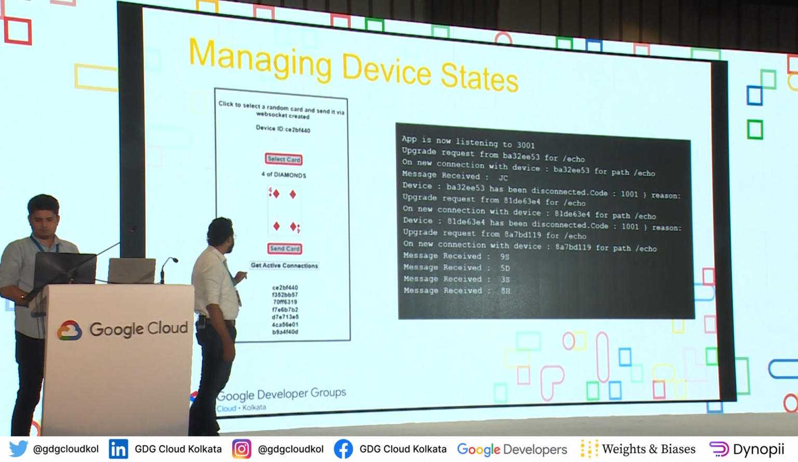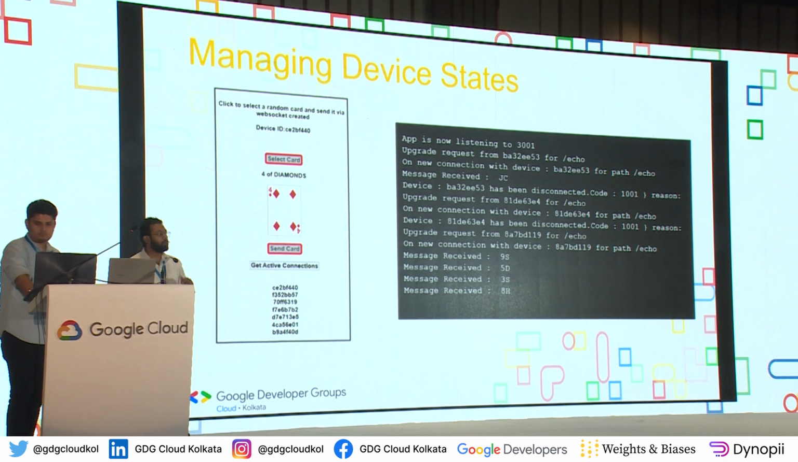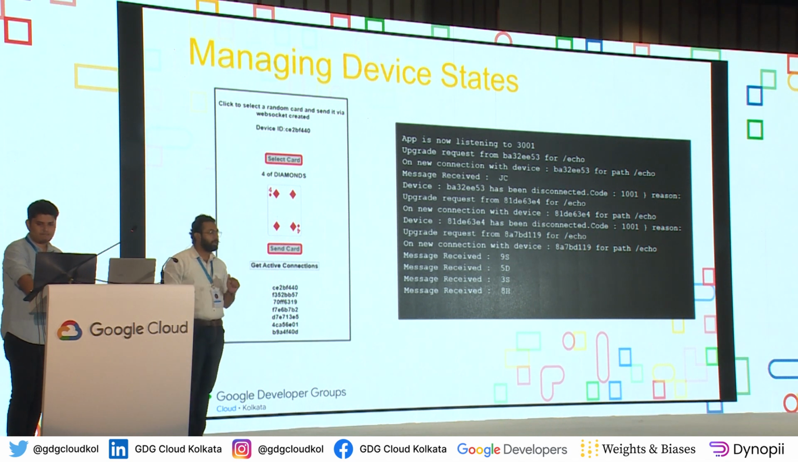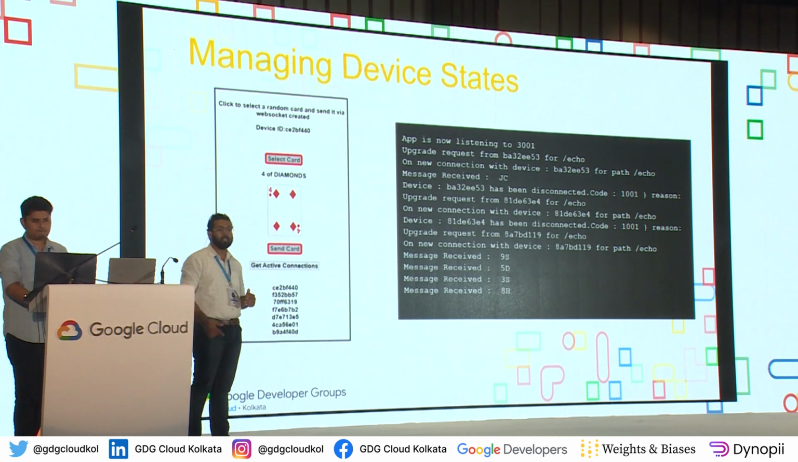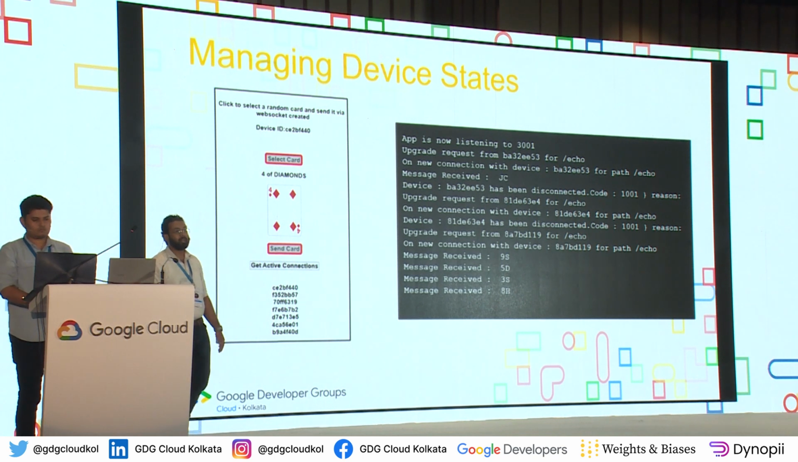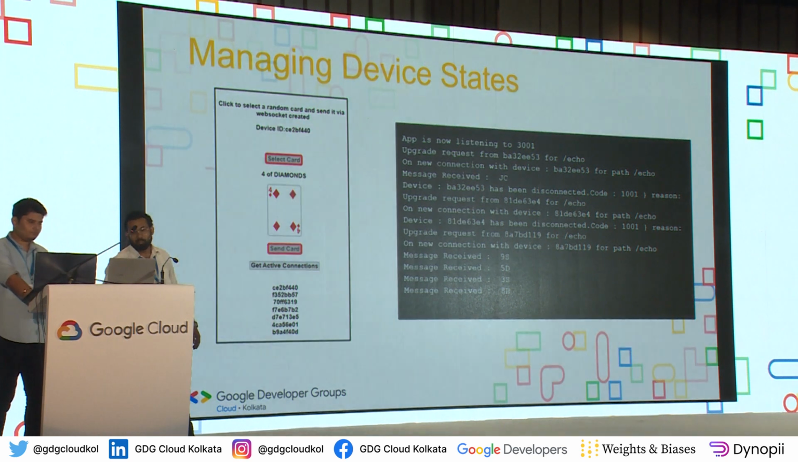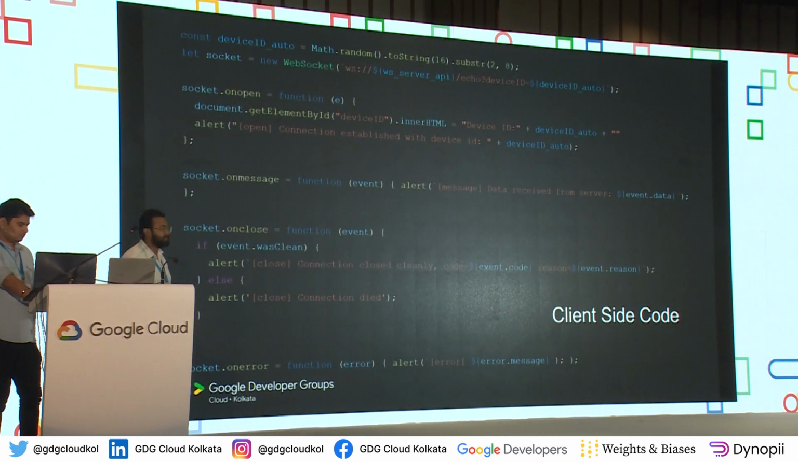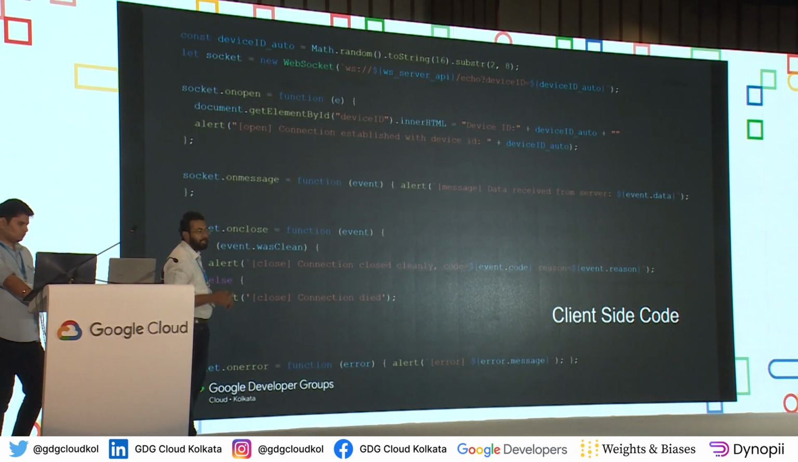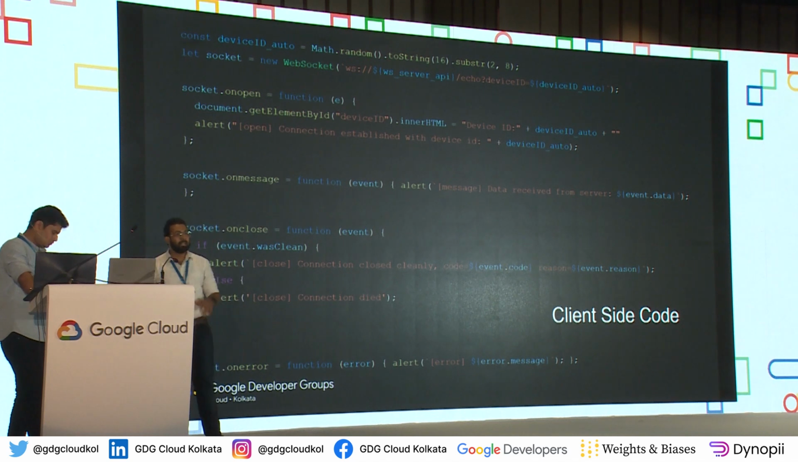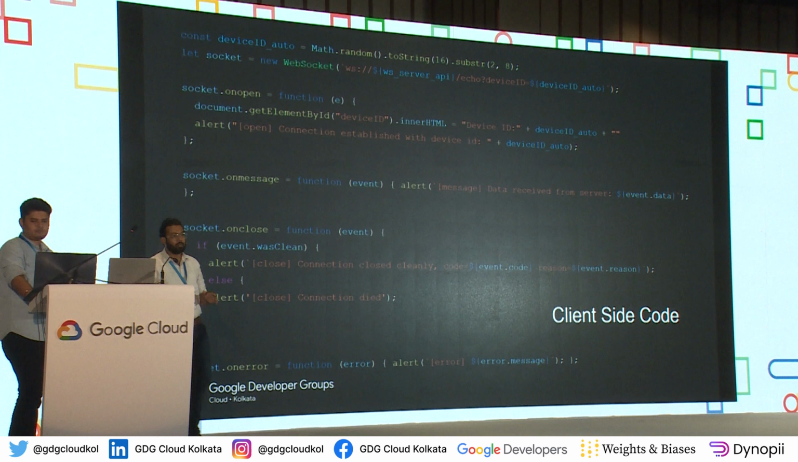If you click on get active connections, you'll be able to see who all are connected, the list of all the WebSockets which are created. As many of you have connected, you'll see a whole list of active connections present there. You might need to scroll up if you have enough connections. So this is how we maintain the state of the device, that you are connected to us.